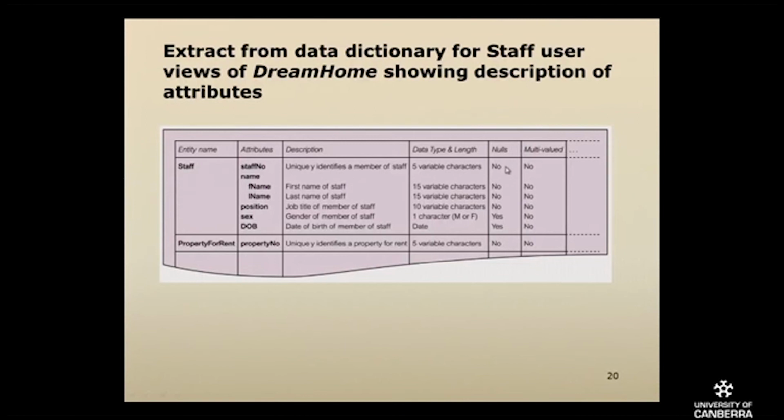The first one cannot be null, for example the staff number, and the name has to be there, position has to be there, but position can be null, and date of birth can be null. So that's what the company wants. None of them are multi-valued because we have a normalized database, so we don't store any multi-values there. And you continue with the rest of the entities, property for rent, and then all their attributes, etc.